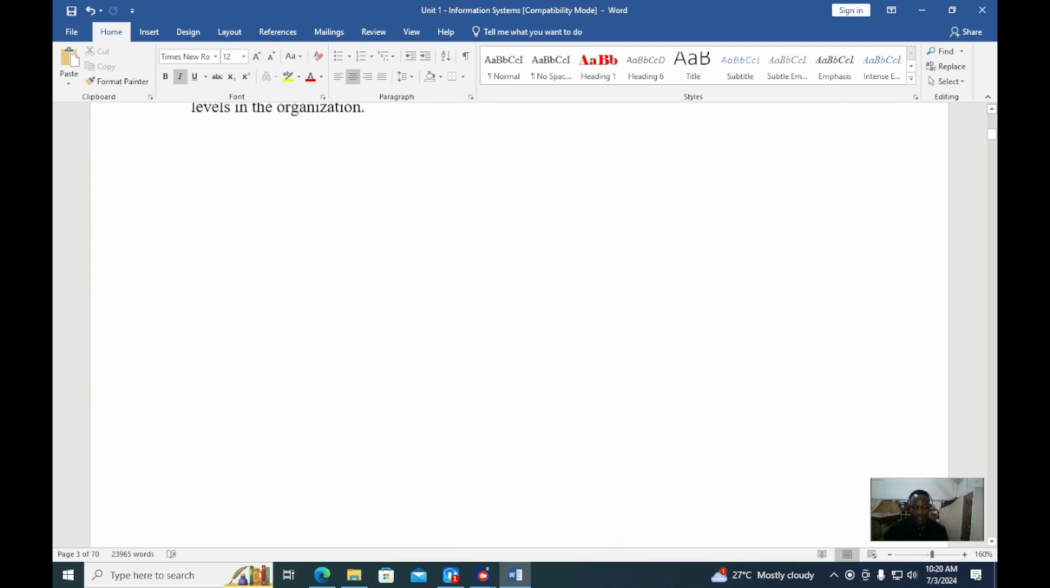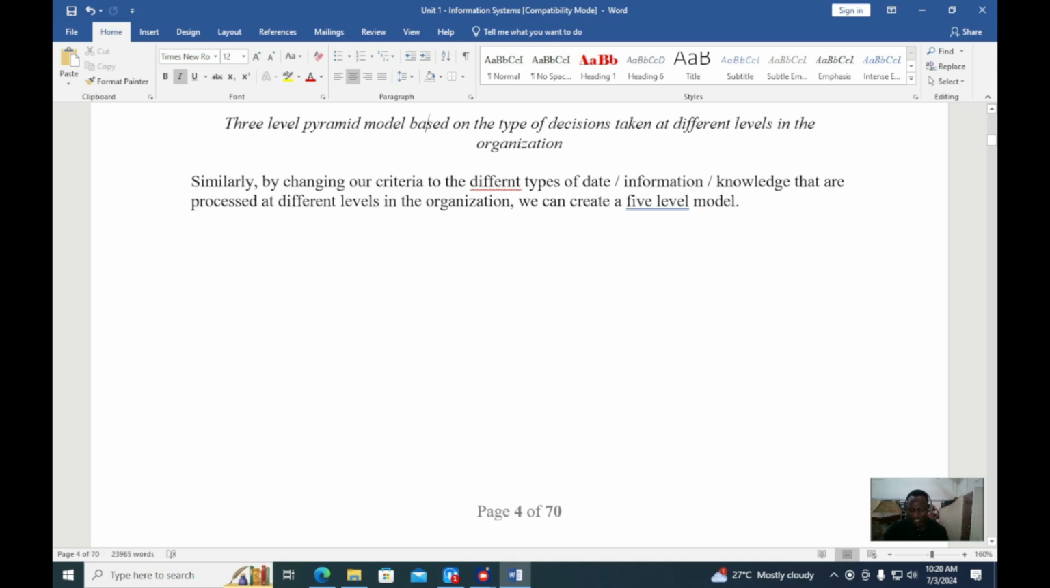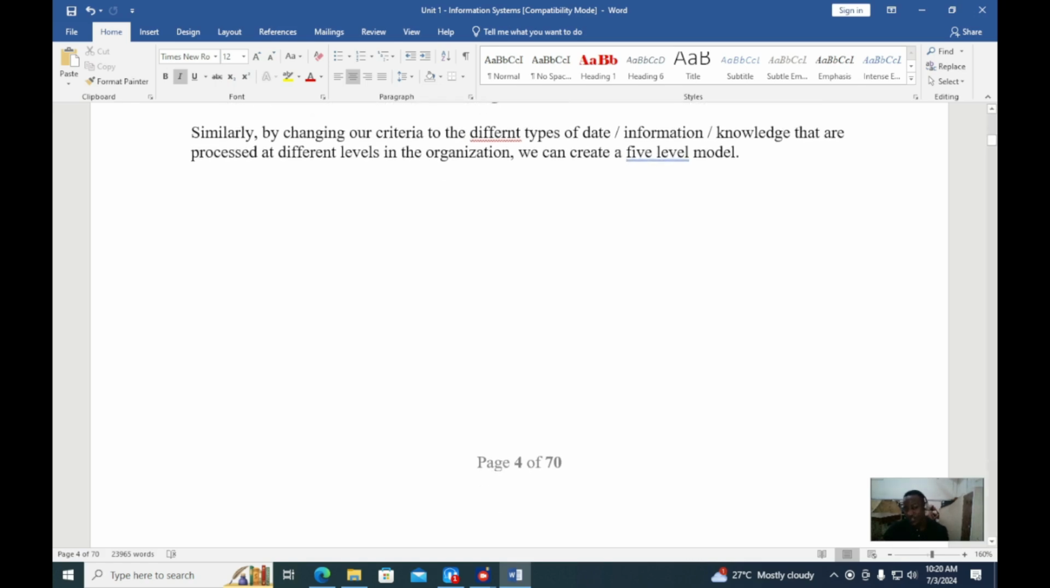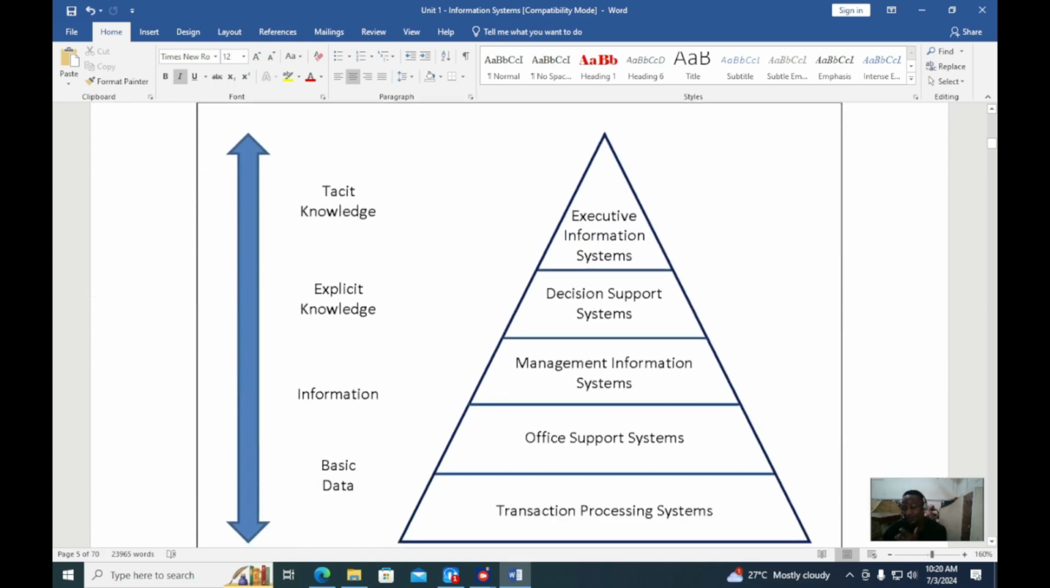This is a three-layer pyramid, but we moved from the three-layer pyramid by making sure that we have a different criteria in handling information in terms of the types of data, the information, the knowledge that is being processed at those different levels of the organization. So that takes us to a 5-level pyramid, where at the top is the transaction processing system, office support system, followed by management information systems, followed by decision support systems, and then executive information systems.